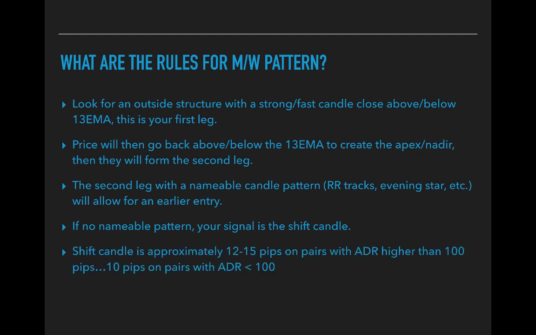That shift candle is approximately 12 to 15 pips on pairs with an ADR greater than 100, and usually about 10 pips or less on pairs with an ADR less than 100. I'll show you that on the chart also. One thing you can do is wait for a one-third pullback on that shift candle, which gets you a discounted entry and a tighter stop loss for the trade.